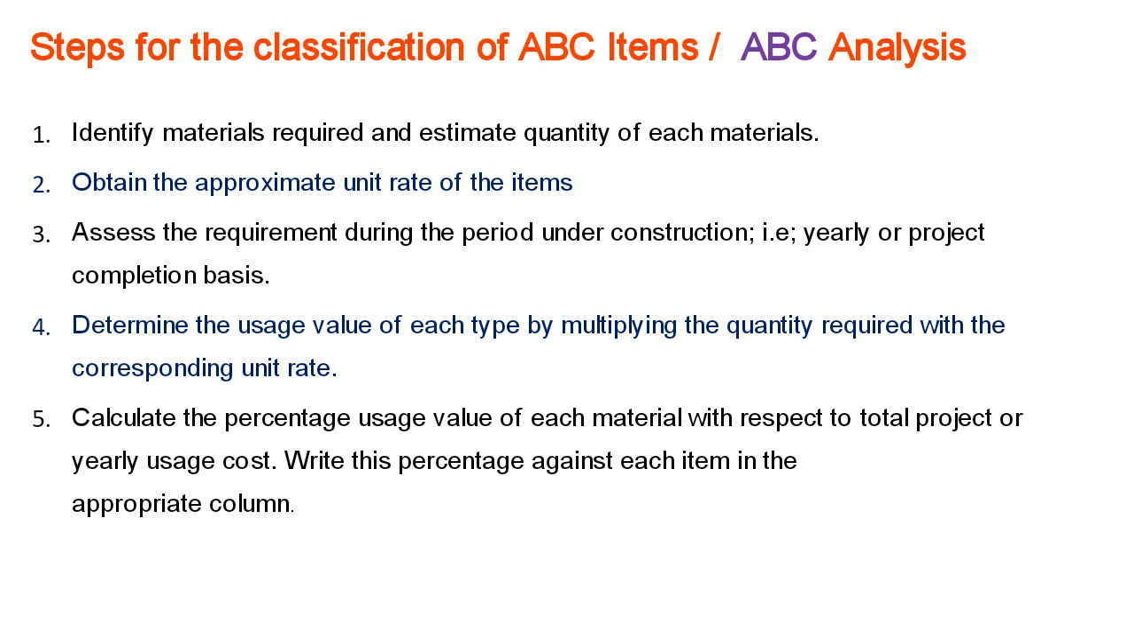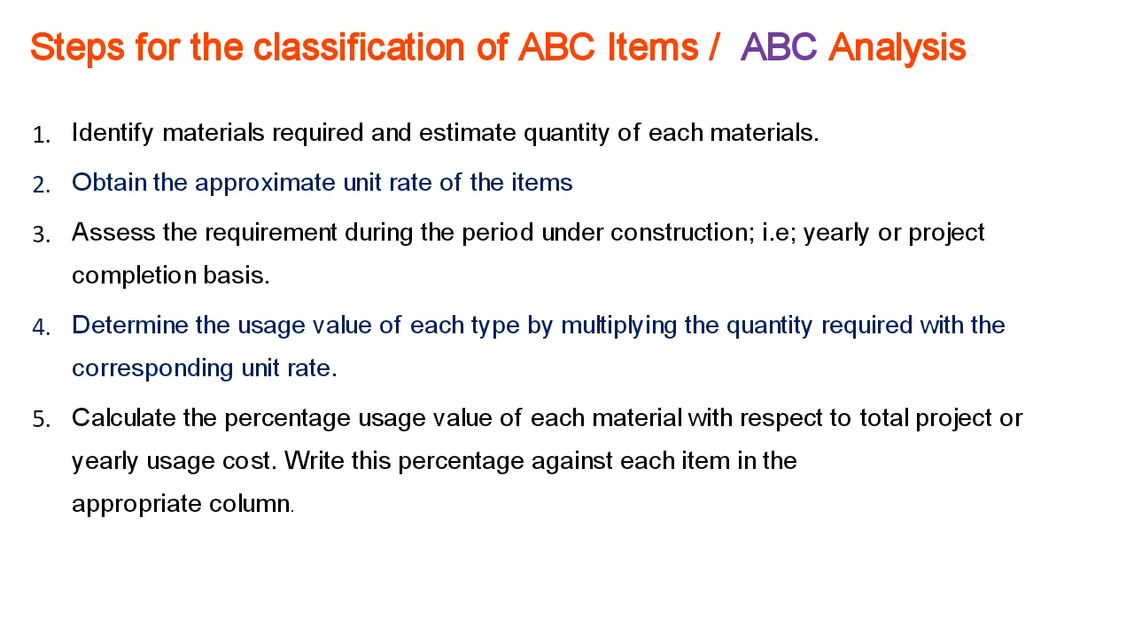So therefore, if you want to get specifically, here what we do is we identify each material, like cement. Of the total cost, cement constitutes a certain amount, and aggregate, coarse and fine aggregate, constitute a certain amount, reinforcement constitutes a certain amount. Like that, we get material-wise details, and then obtain the approximate unit rate of each item. By some means we'll get the approximate rate, and then assess the requirement during the period under construction, on a yearly or project completion basis.